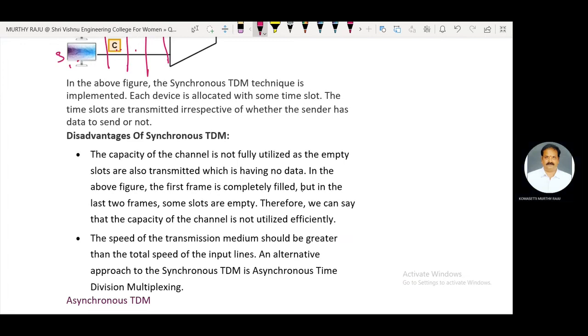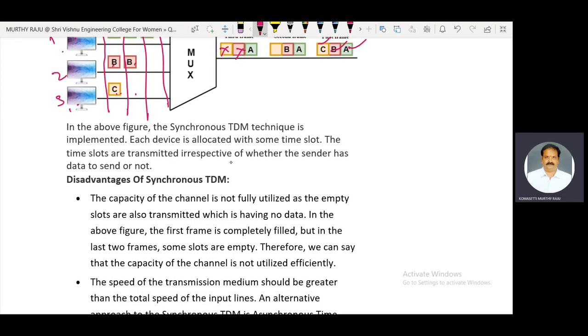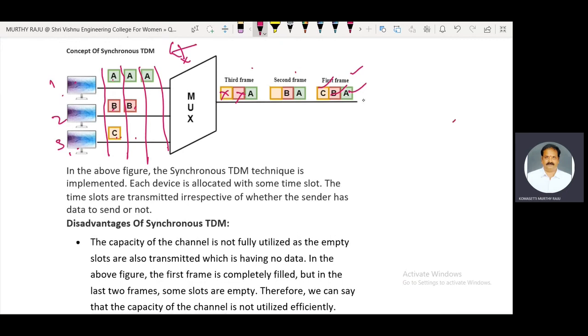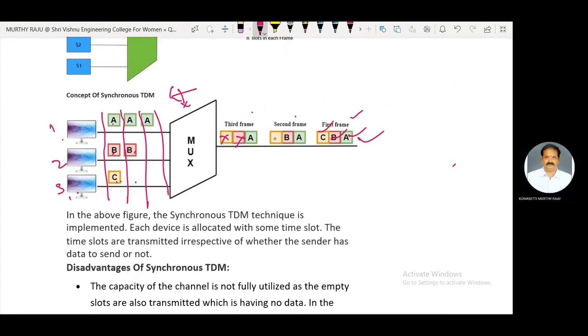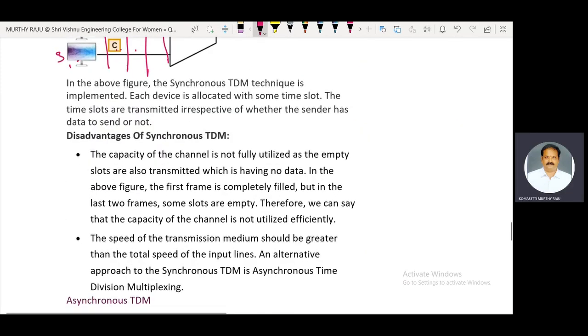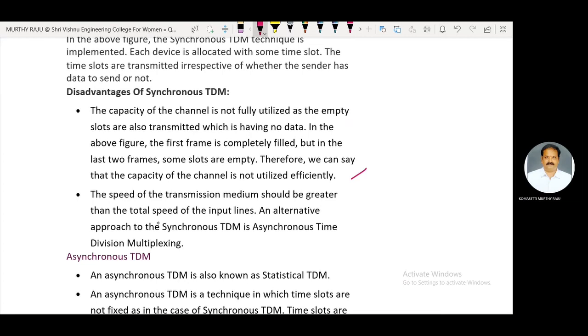In the above figure, the first frame is completely filled. This one, frame 1, is completely filled. But in the second frame and the third frame, some slots are empty. Therefore, we can say that the capacity of the channel is not utilized efficiently. The speed of the transmission medium should be greater than the total speed of the input lines.